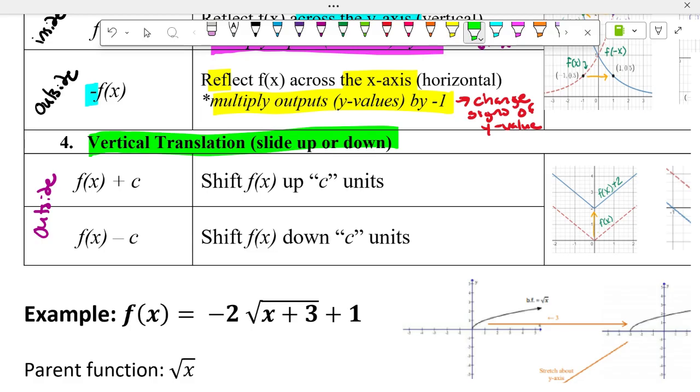So if I'm adding units outside, do you think I'm going to go up or down? Up. Which means minus we're going down. So this one's actually the one that logically makes sense. Horizontal is the one that's backwards logic. So plus C, you're going up C units. Minus C, you're going down C units.